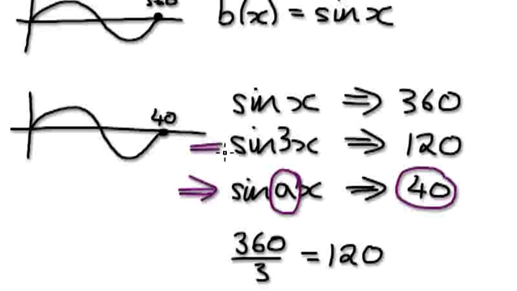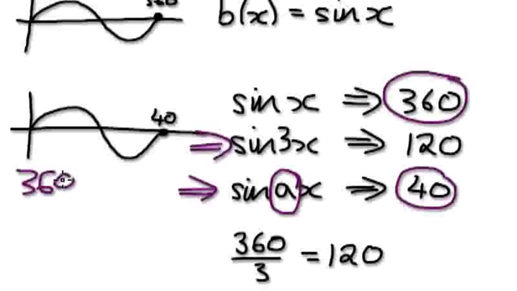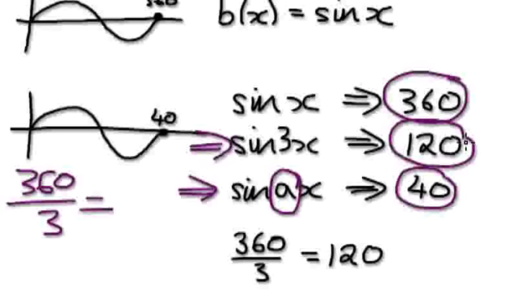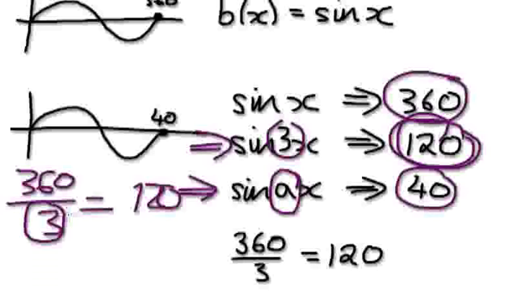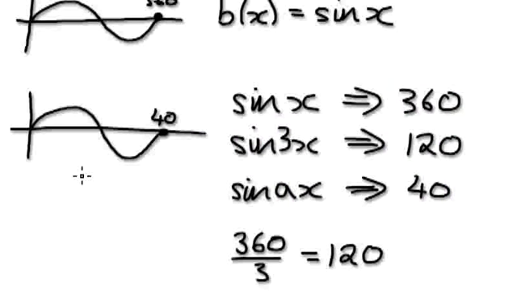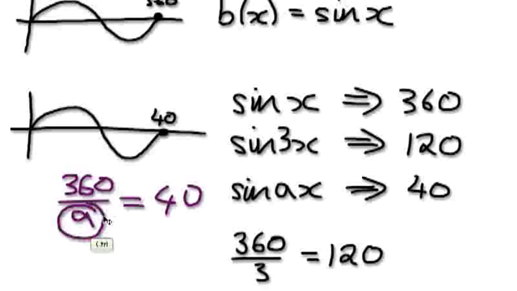If you look here, you would get 360 divided by 3, which gives you the 120 here. You see, the 120 and this 3 match up. Now suppose it is A. You would get 360 divided by A, and that would then give you 40. So it's a matter of finding out what A is.